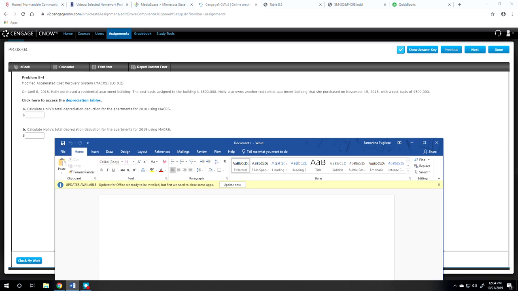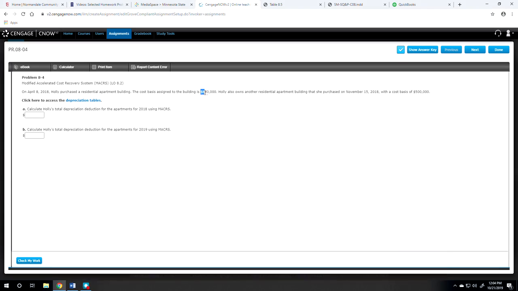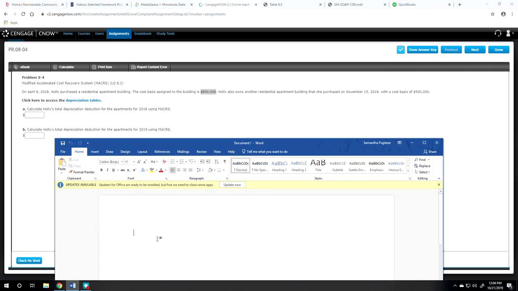So we're going to need these depreciation tables that I have opened up that I'm going to show you in just a minute. So first, for this first building, they tell us right here that the cost is $800,000. So let's first calculate 2018. So in 2018, we have a building that was purchased with a cost basis of $800,000. And we're going to need to multiply that by some percentage. And that percentage is going to show up on this table. So we need to know when she purchased it. It was in April.